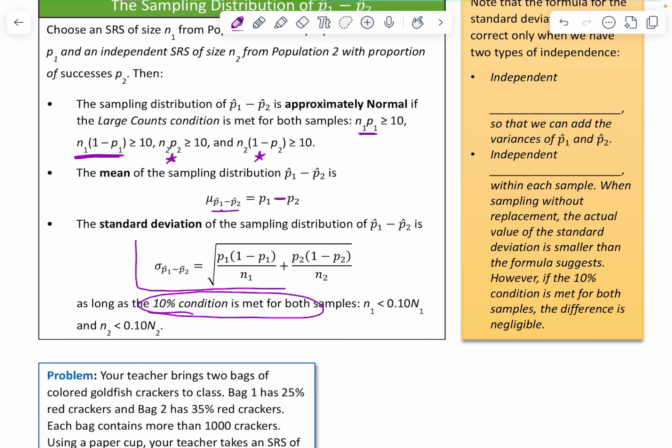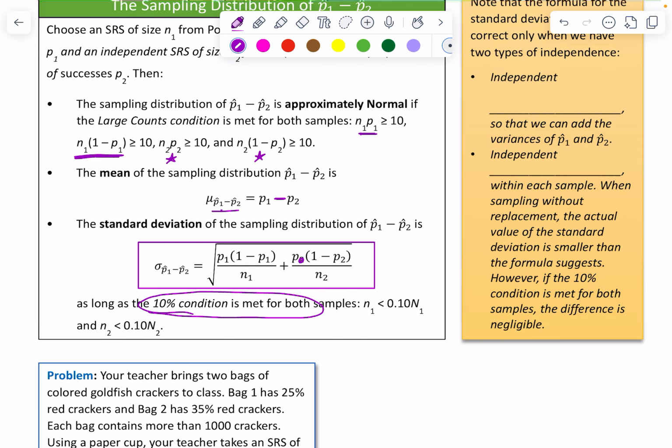And here is our new standard deviation formula. Now, again, don't freak out about remembering it because it's on your reference sheet. But if you look at it, it looks just like the one for a single population. Like here's p times 1 minus p over n, and then there's another p times 1 minus p over n. You just have both for both populations. You add them and you have a big square root on top. But again, it's on your reference sheet if you forget them.